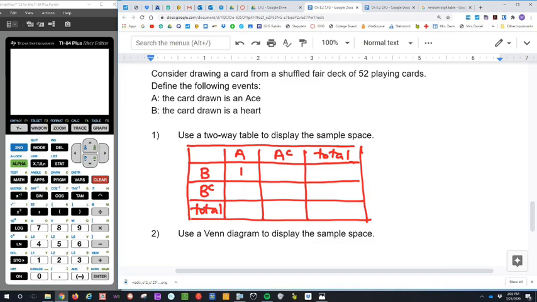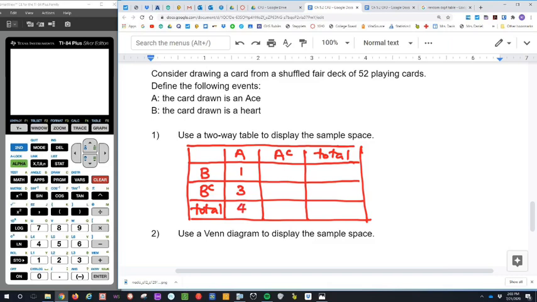So if you look vertically in column A, the event that the card drawn is an ace, with one card that is a heart, how many cards are not a heart but are an ace? The answer is 3, right? So 1 plus 3, the total would be 4.